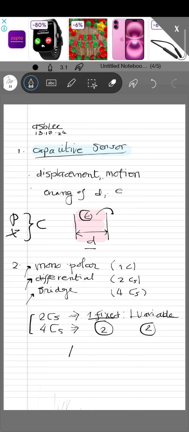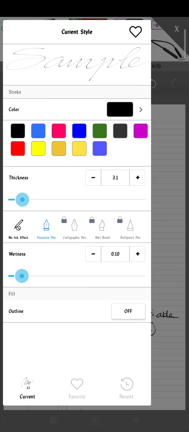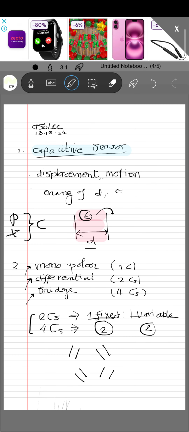The bridge capacitors are formed like this: four capacitors in this fashion, with the dielectric between them. These are the dielectric and these are the capacitors. So in this case, the diagonal two may vary and the other diagonal two is fixed. Similarly, in the case of double capacitors, one of them will be kept fixed and another will vary.